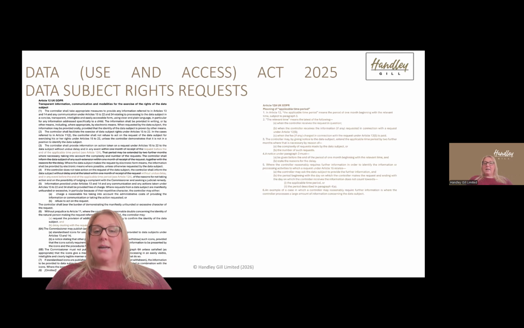But what is made clear is that it's not just having regard to the complexity or number of requests, which is what we had when we were dealing with the UK GDPR pre-Data Use and Access Act, and the DPA 2018. So what's clear now is what's relevant is the complexity of requests made by the individual data subject, not the complexity of the requests you're dealing with generally. And the number of requests made by the data subject, not the number of requests you're dealing with generally.